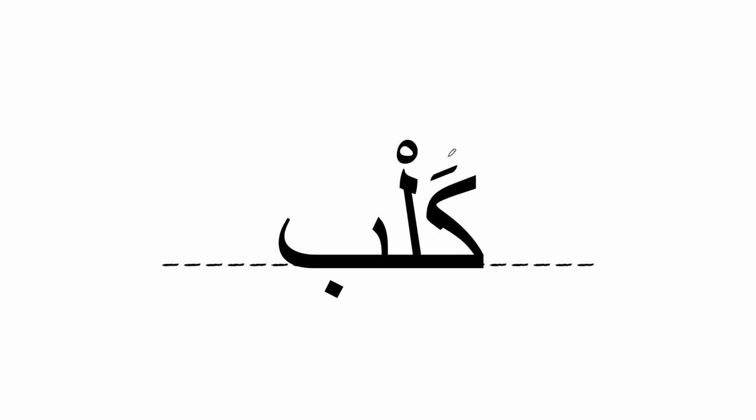Next one. Here I have only one fatha, so the whole word would be one syllable, which is kalb. And kalb means a dog.